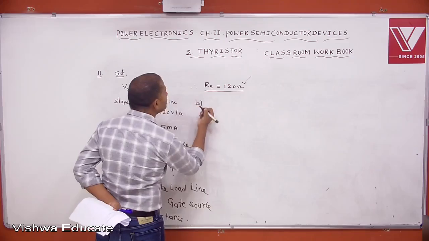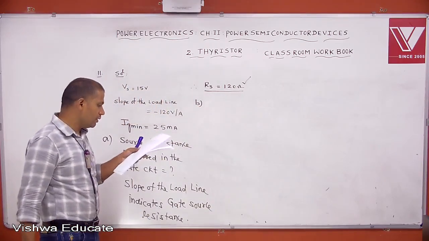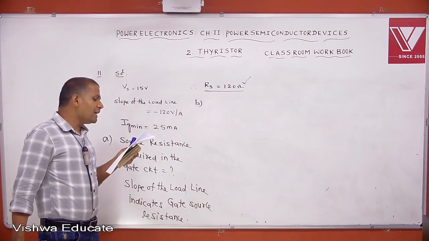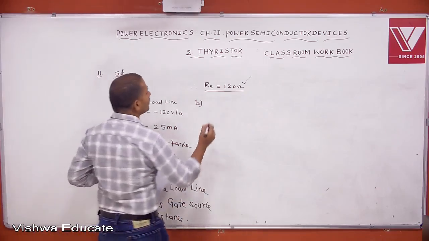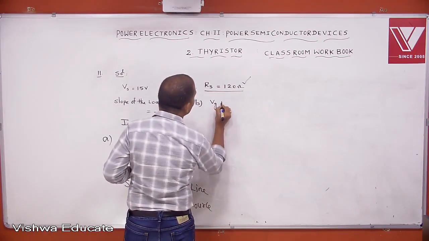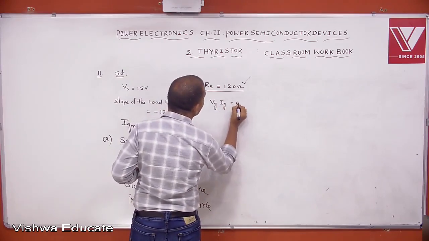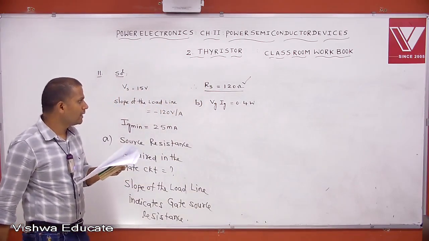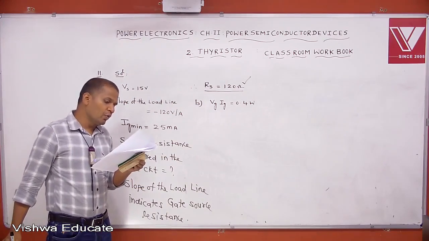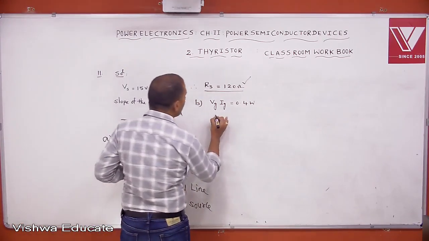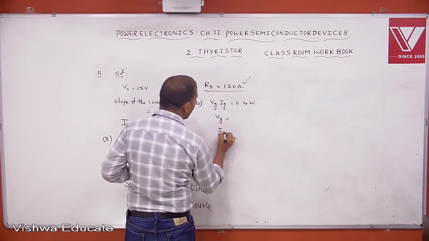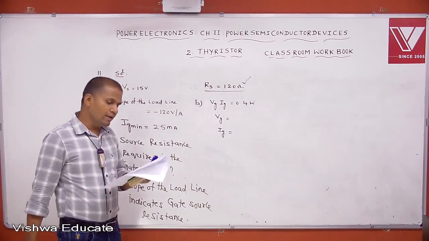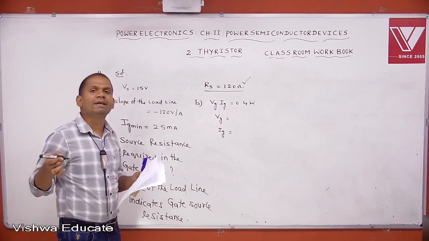What is the second one? Concentrate on the second question, B: the trigger voltage and trigger current for an average gate power dissipation of 0.4 watts. If Vg times Ig equals 0.4 watts, then you calculate what is Vg and what is Ig, the gate trigger voltage and trigger current.